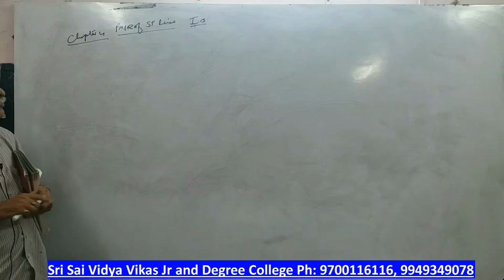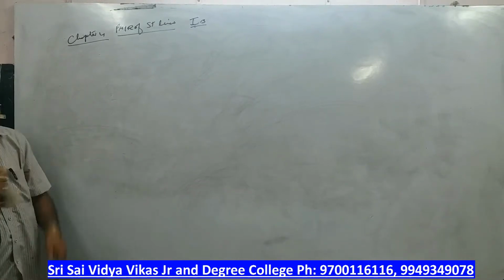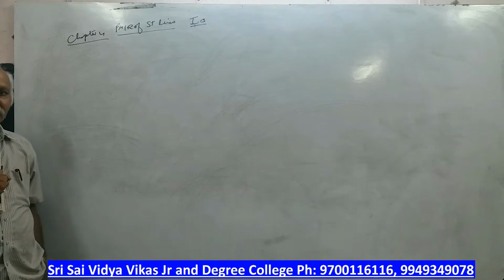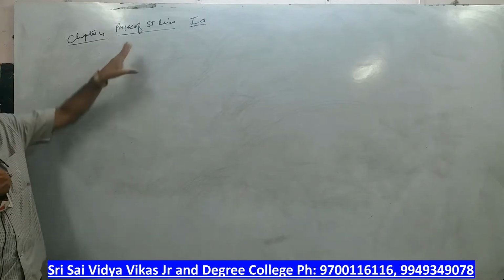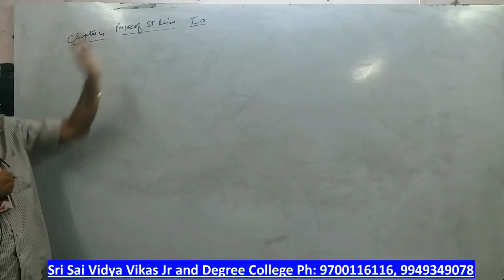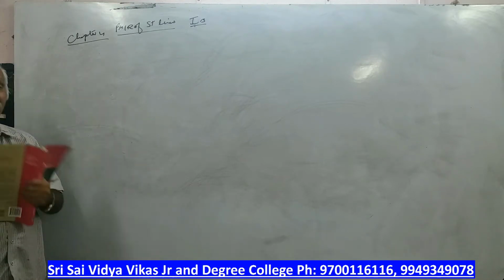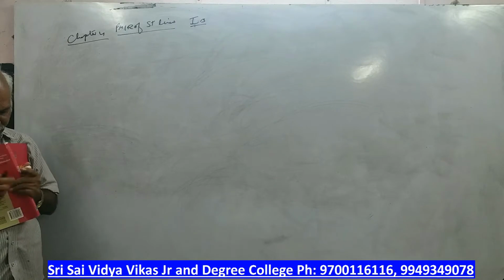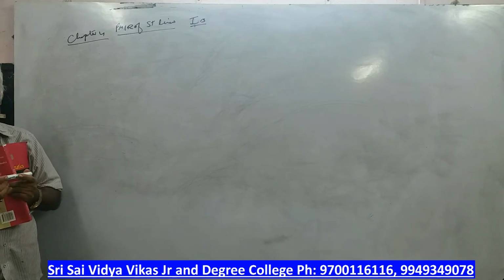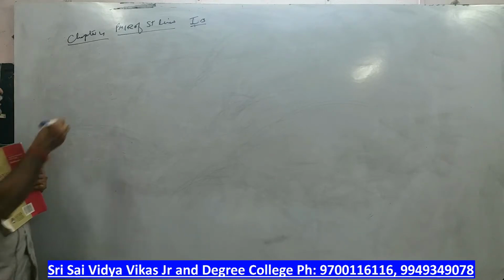Okay, we'll start a new chapter in 1B, pair of straight lines. Once we complete this part, the algebraic part, that is the coordinate geometry part, will be over. Then the next one will be the calculus part. Pair of straight lines is also a very, very important chapter, and in the final examination there will be a lot of weightage. Okay, now what is a pair of straight lines?